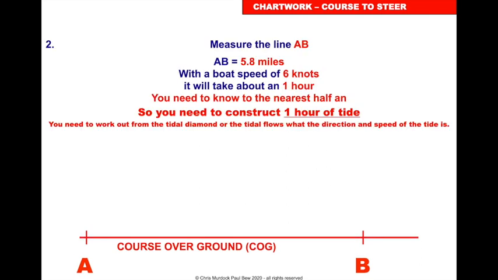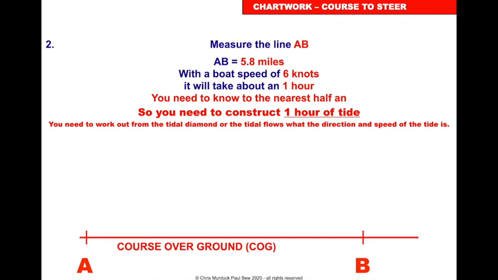So measure the line AB. In this example, AB equals 5.8 miles. We have a boat speed of 6 knots, so it will take us about an hour. You need to know to the nearest hour or half hour, so you can work out how much tide is going to be affecting you during the passage.